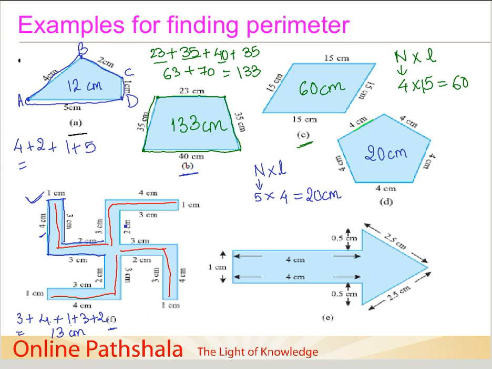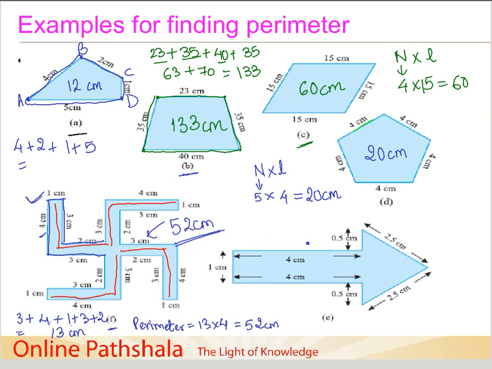Now this is just the distance that will be covered if I go along one such shape, but we have 4 such. So perimeter can be simply found out by multiplying 13 by 4, and this will give us 4 3s are 12, carry 1, and we have 52 centimeters. So the perimeter for this is 52 centimeters.